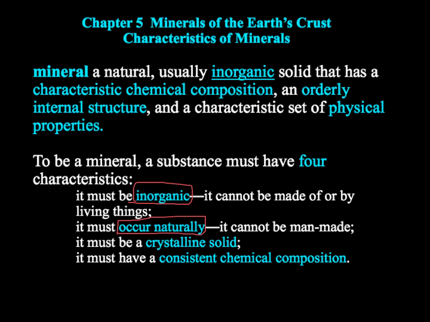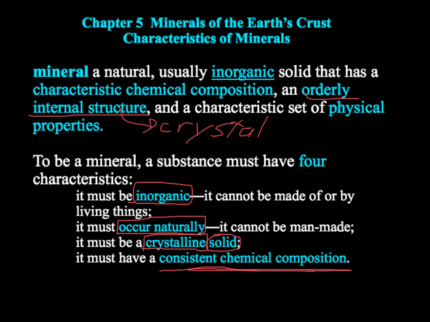It has to be a crystalline solid, and this is the one that usually gets split into 2. It's got to have a defined crystal internal structure, this orderly internal structure. That would be a crystal. And it also needs to be solid. It can't be liquid, it can't be gas, can't be a plasma, it's got to be a solid. And it has to have a consistent chemical composition. So if it meets all 5 of these criteria, it's a mineral.